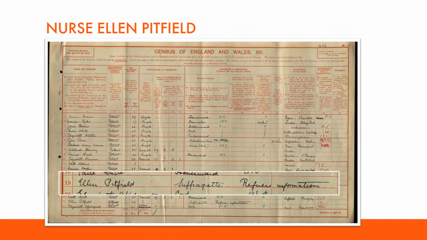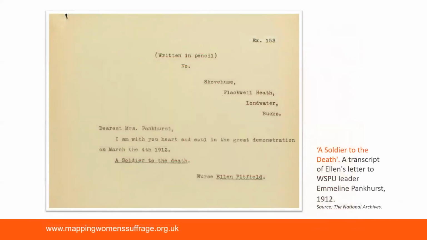she did next. A demonstration was organised by the WSPU on the 4th of March 1912, in support of which Ellen wrote to WSPU leader Emmeline Pankhurst, declaring herself, as you can see from this transcript on the slide, a soldier to the death. She then set fire to a basket of wood shavings at the General Post Office, also breaking a window there, and gave herself up to police to raise publicity for the cause.